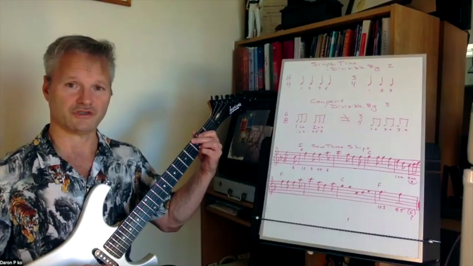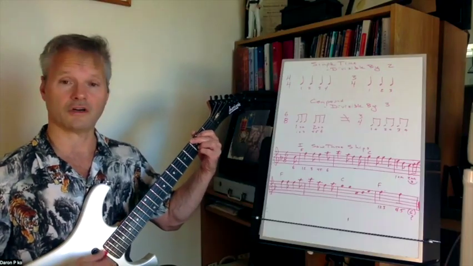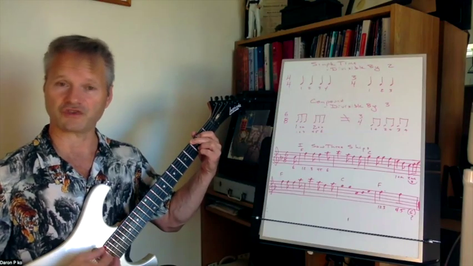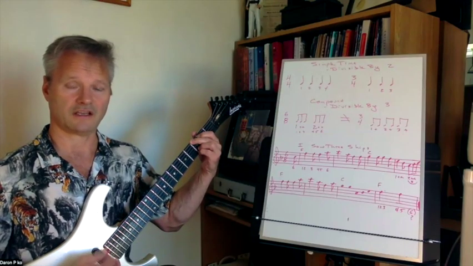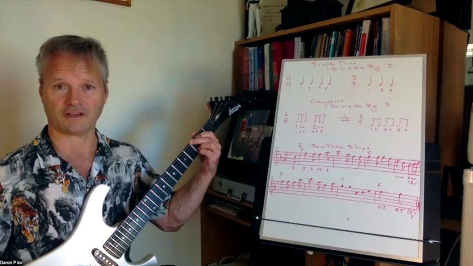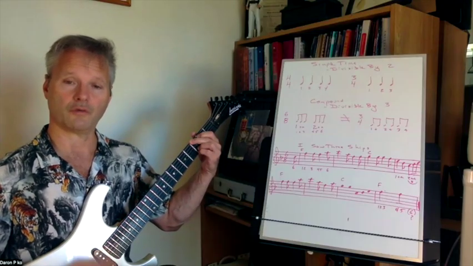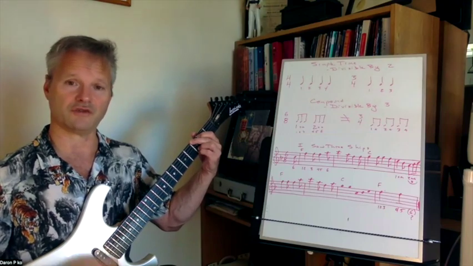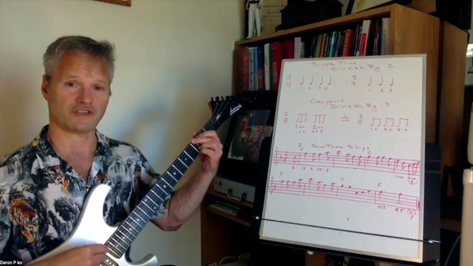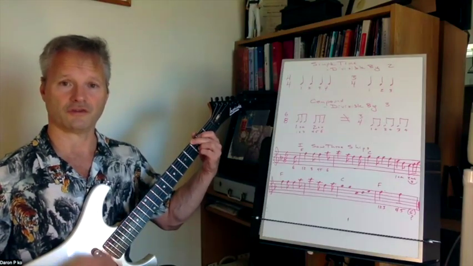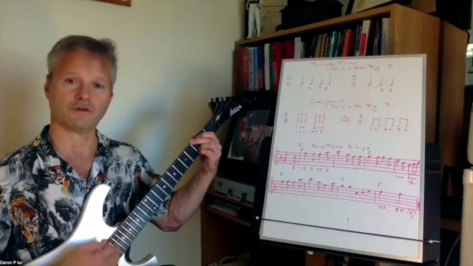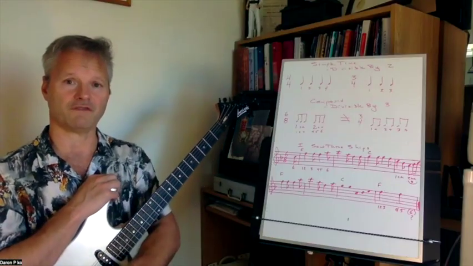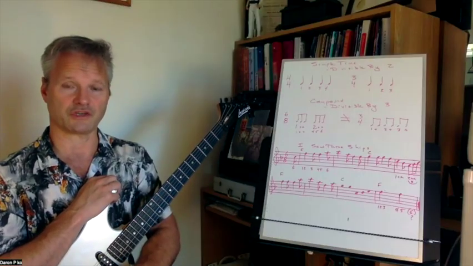If you're playing in 3/4, 1, 2, 3, there's 3 pulses in a bar, and they can each be divided in half into 8th notes, 1 and 2 and 3 and. And if you counted all those 8th notes, you'd get 6 of them. 1, 2, 3, 4, 5, 6. And that's where some of the confusion comes from when we start doing compound time.